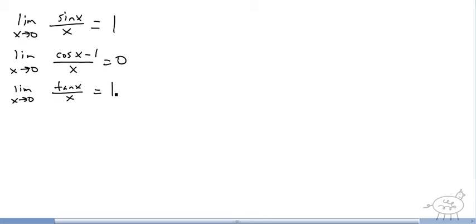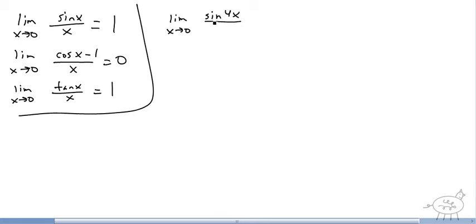So let's start out with a problem. Kind of keep that in mind here. Let's start with a problem like this. Limit as x approaches 0 of sine of 4x over x. Alright, well, you can't just cancel things out. There's nothing to cancel out. It's sine of 4x, right? That's part of the angle.